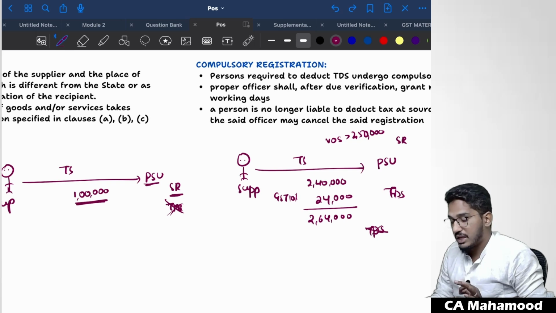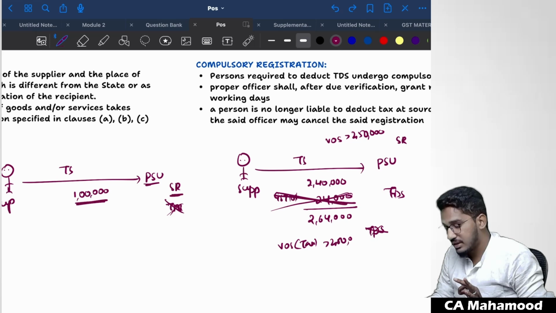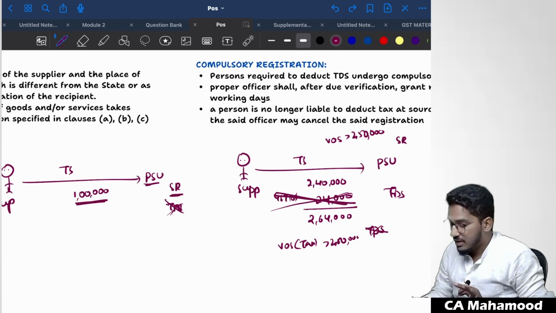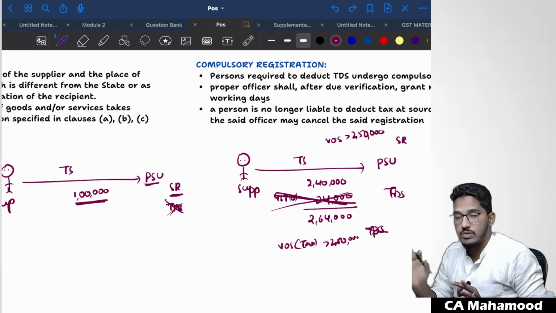So the point which I want to clarify here is, for the purpose of determining whether TDS is applicable or not, we have to take the value of supply excluding the tax component. This you should not include. If the value of supply, excluding CGST, IGST, SGST, has exceeded 2,50,000, then only TDS will become applicable. Here the value of the supply is 2,40,000 only. TDS will not become applicable.